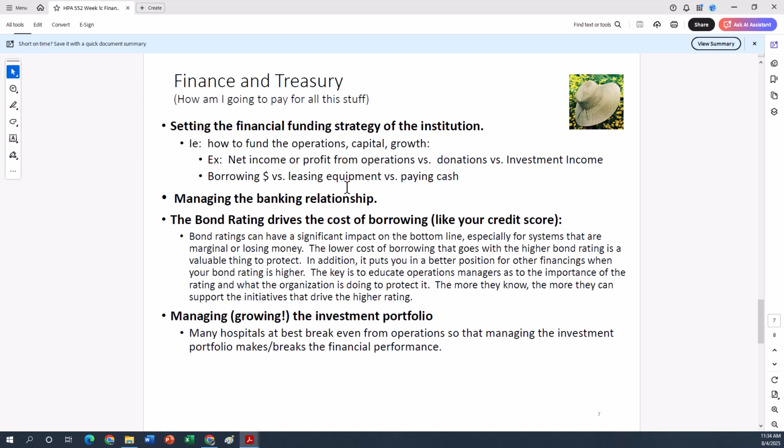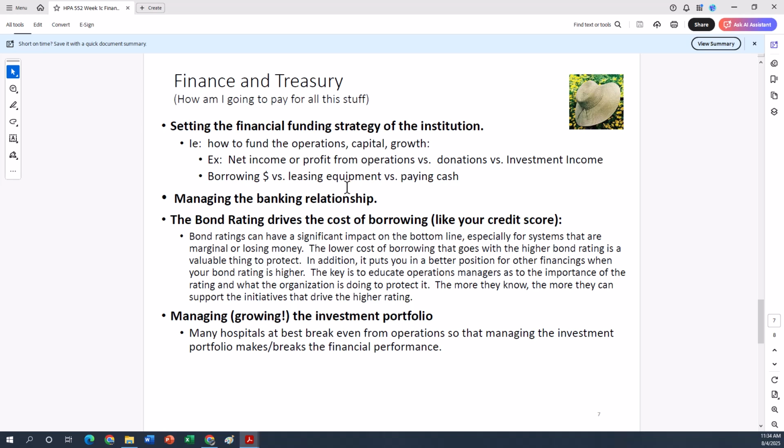How do we fund operations? Through services, profitability of our services, through donations if you're not for profit, loans, bonds, bank financing, investment income, borrowing versus leasing. All these types of issues are a function of the finance department managing the banking relationship. If you issue debt, the bond rating.